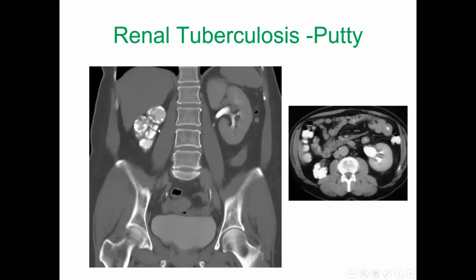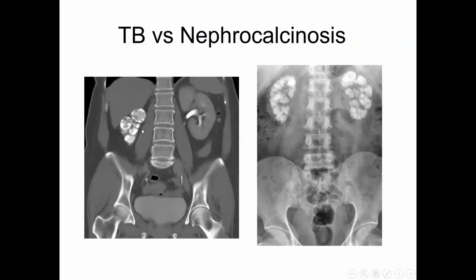Now, this is another kidney which is almost non-functional. It is known as putty kidney, seen in renal tuberculosis. So the kidney becomes small, atrophic, and gets totally calcified like this. Since it's a granulomatous disease, it is replaced by calcium. So it's a sort of autonephrectomy.